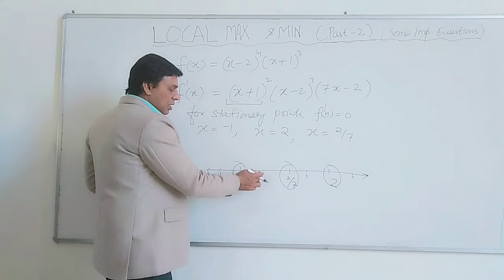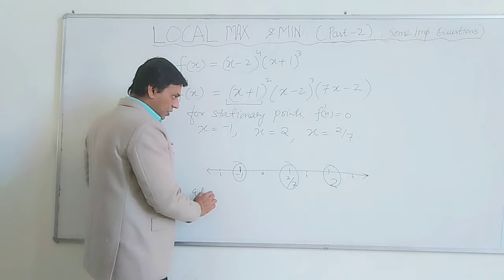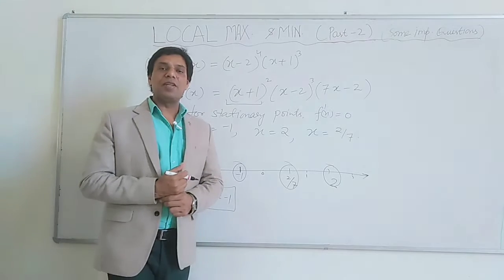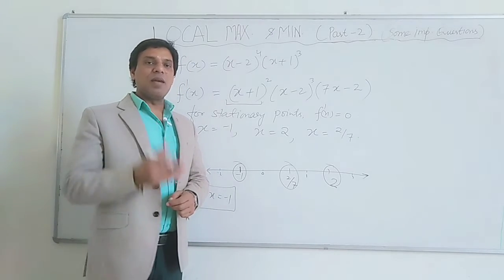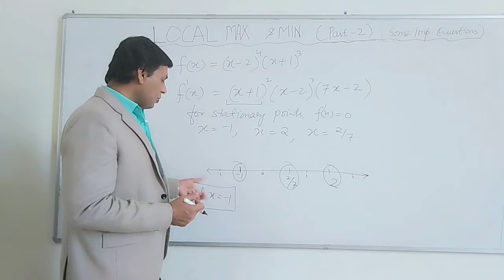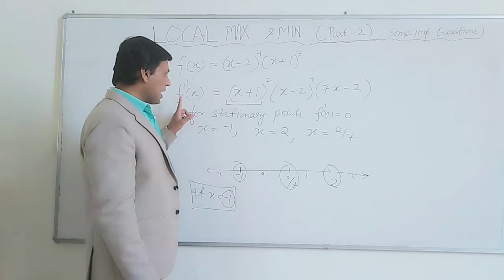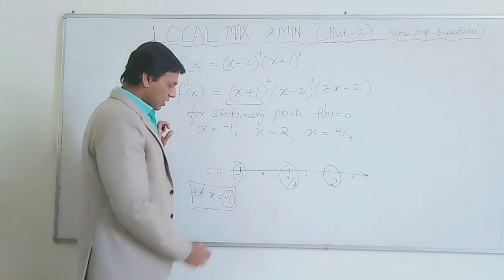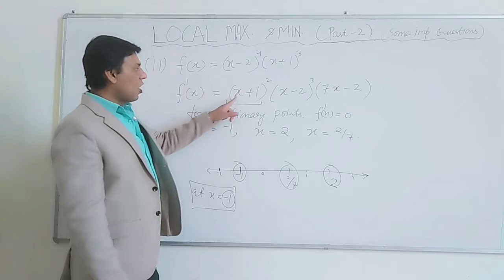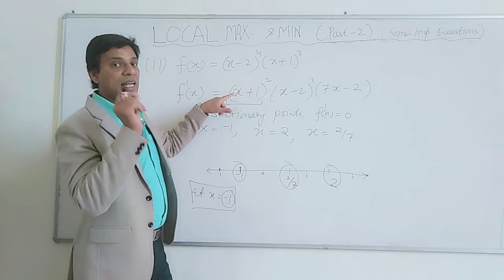So first of all, I need to check at x is equal to -1. So where am I checking? Number 1, at x is equal to -1. What is this point? Is this a local maxima, local minima, or inflection point? So at x is equal to -1 I am checking. I will take some value. I have to check the sign of the derivative before -1. So before -1 there is a point -2. So check on -2. Suppose I am putting -2.